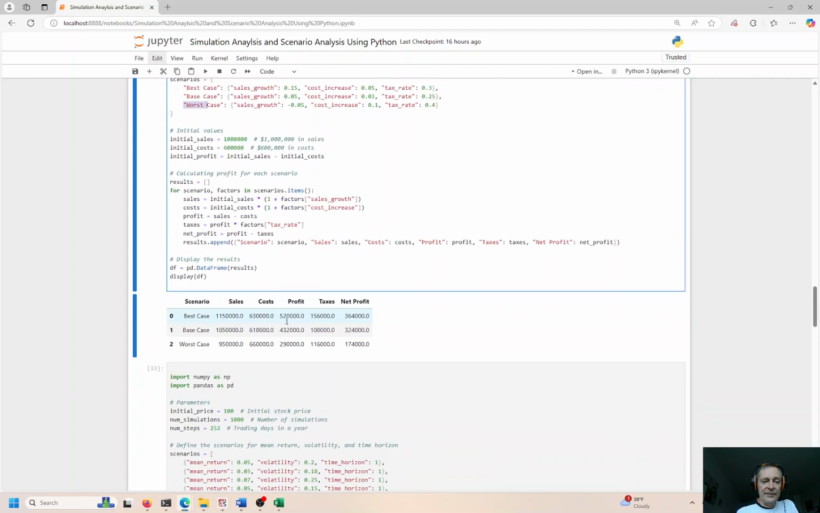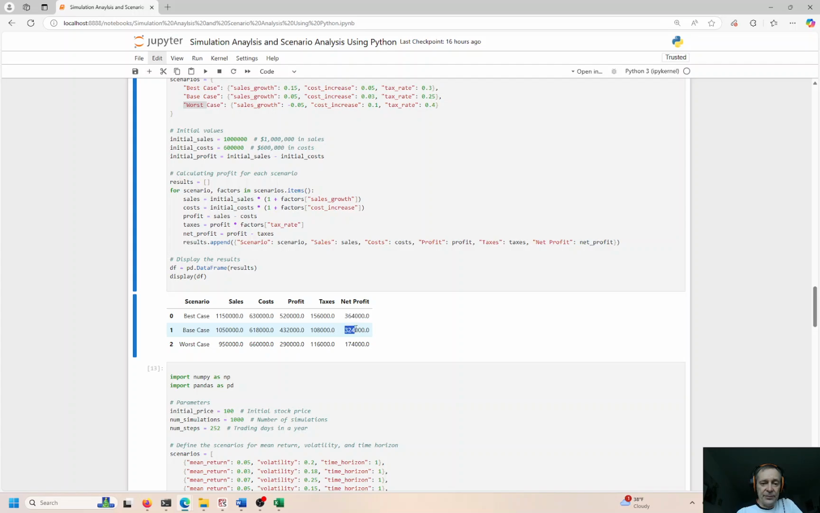So we have this output right here: sales, cost, profit, taxes, and then net profit. So here is the best case. The sales are the max. The base case, this is the average sales that we can expect. And the worst case, that is represented right here, right? So the costs are going up a little bit, but the sales are a little bit higher. The profit's higher, taxes are higher, and net profit is higher, right?